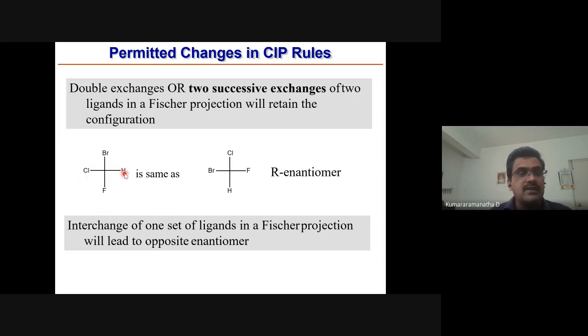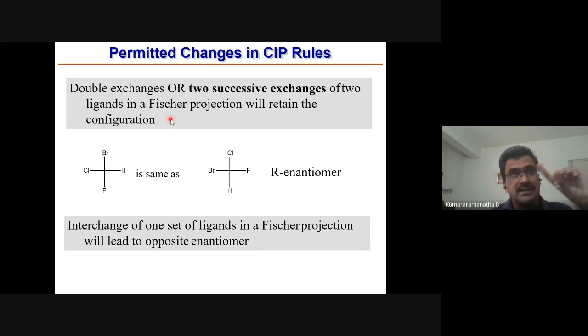Okay, in the first slide we have already seen that. Again, for various reasons, you can keep hydrogen far apart because that is the least priority. Wherever, whichever position it is in, that will be the least priority. Based on other things only you can assign. So what exactly we are talking about is double exchanges, or two successive exchanges in a Fisher projection, will have the same configuration.